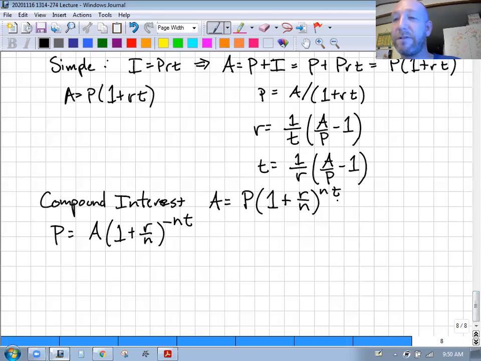They might have you solve for the time here, but it would be easier just to plug the numbers in and take a log. So I don't expect them to do that.